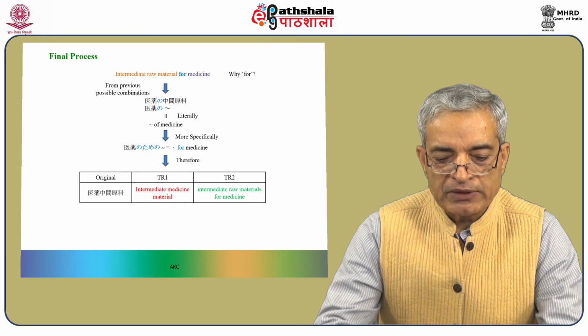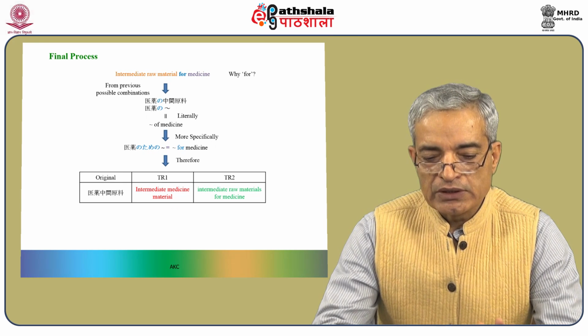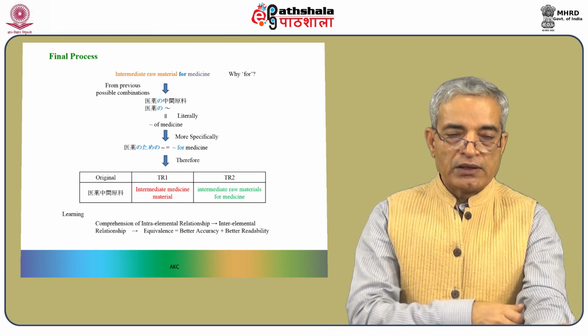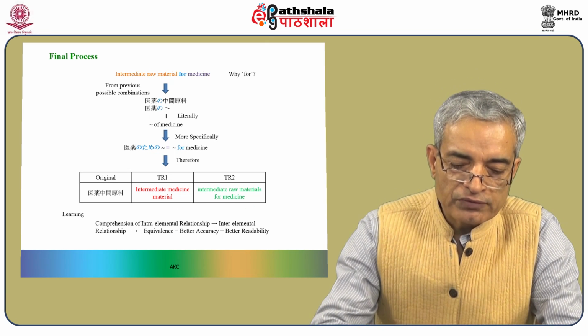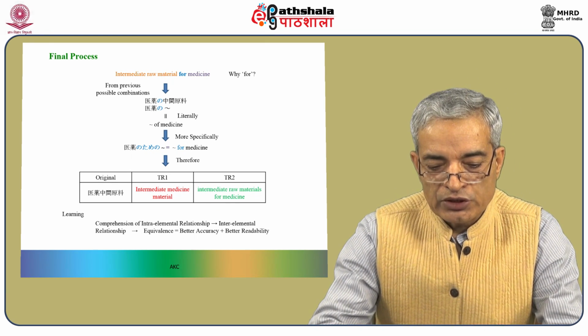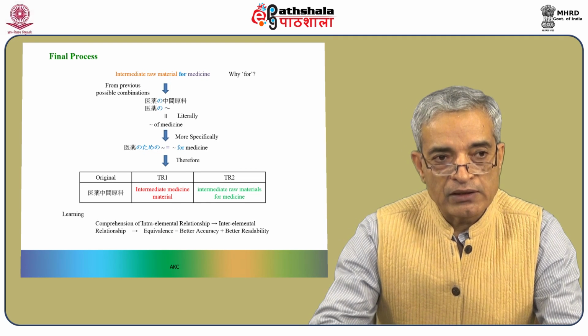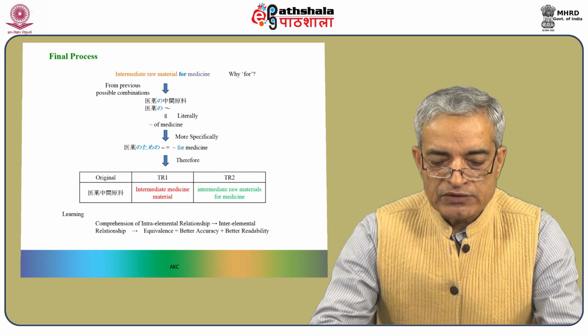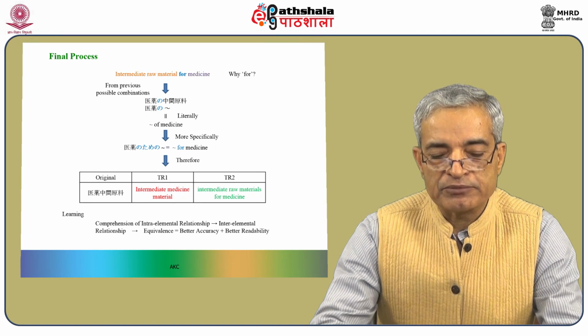Translation 1 was intermediate medicine material. Translation 2 is intermediate raw materials for medicines. The learning here is comprehension of intra-elemental relationship and inter-elemental relationship. Once you get the equivalence from this process, this gives a better accuracy and better readability.